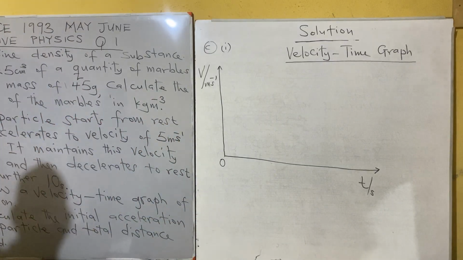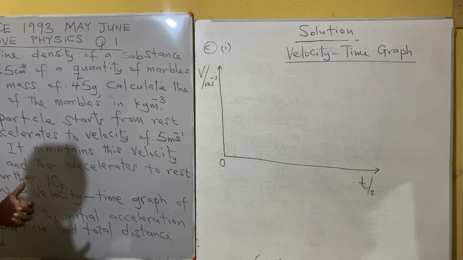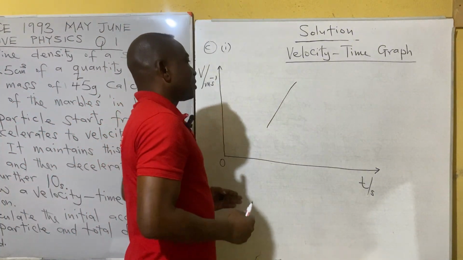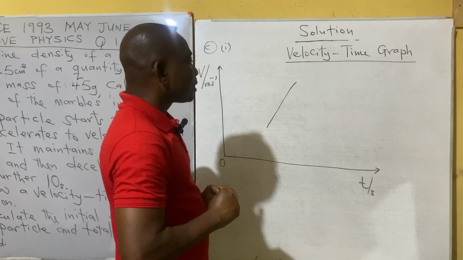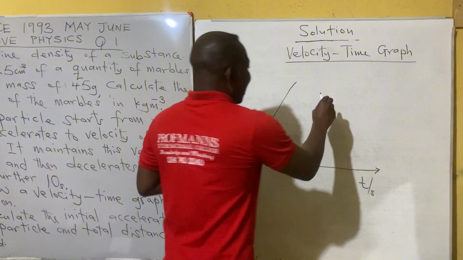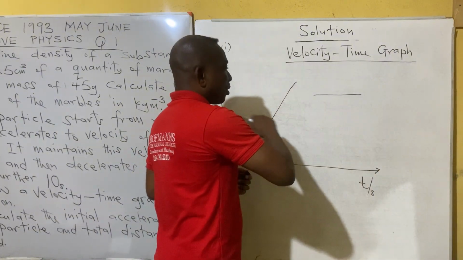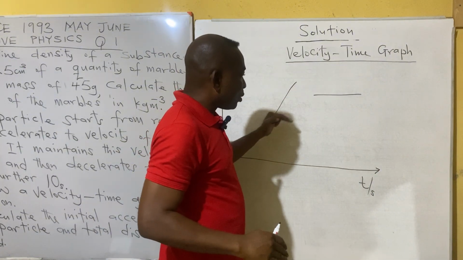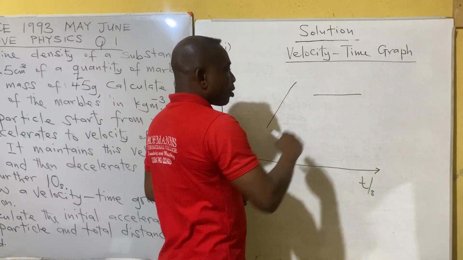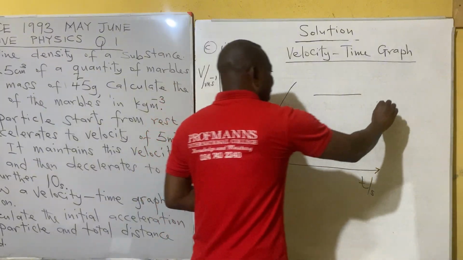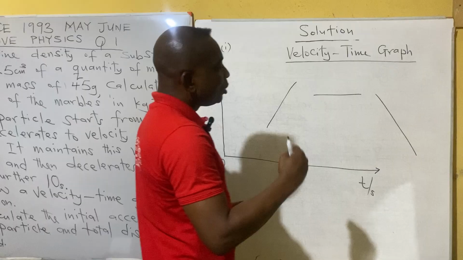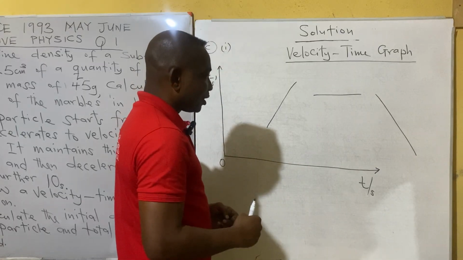We are told that the particle starts from rest and accelerates. Now, in velocity time graph, a line that slopes positively like this stands for uniform or constant acceleration. A line that is parallel and horizontal to the time axis represents constant or uniform velocity. And if the line slopes negatively, it stands for uniform deceleration or retardation.